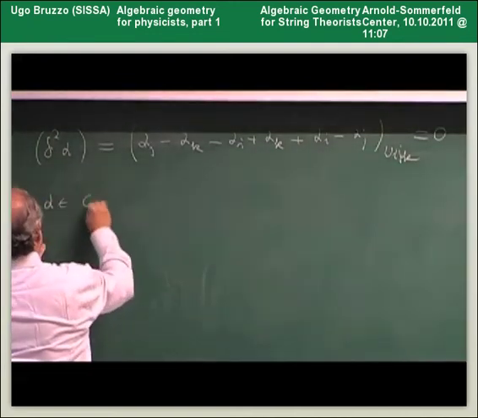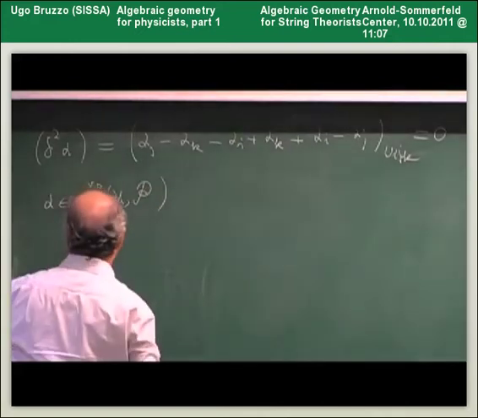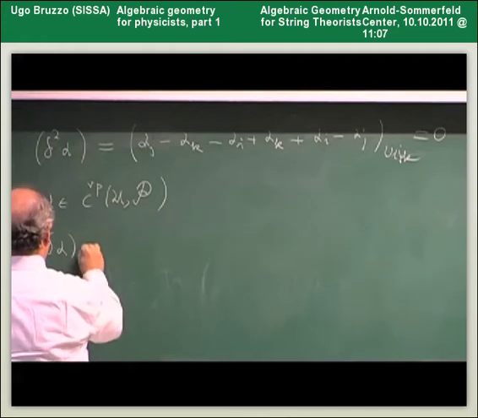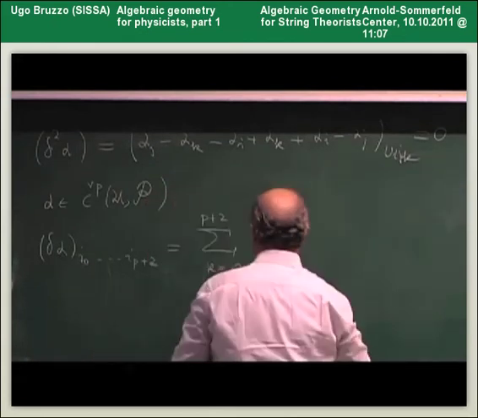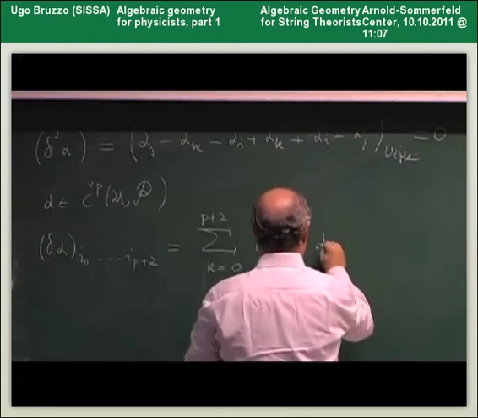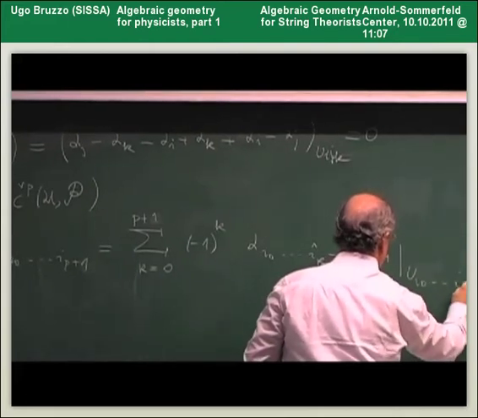And we can write a general formula. If alpha is an element in C^p, if alpha is a p-chain, then delta alpha will have p plus 2 indices and will be the sum, k going from 0 to p plus 1, of minus 1 to the power k alpha, where you omit the kth index. Here p plus 1, yeah? So this is the general formula.